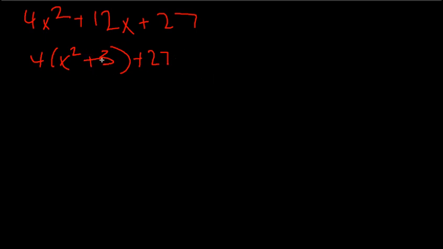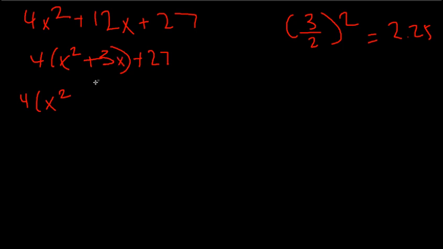All right, and now we're going to take this. So 3 divided by 2, squared, which is equal to 2.25. So now it's 4 times (x squared plus 3x plus 2.25 minus 2.25) plus 27.